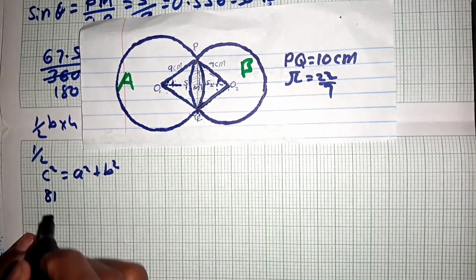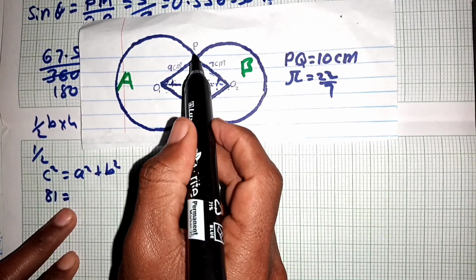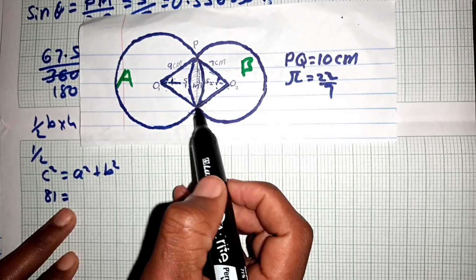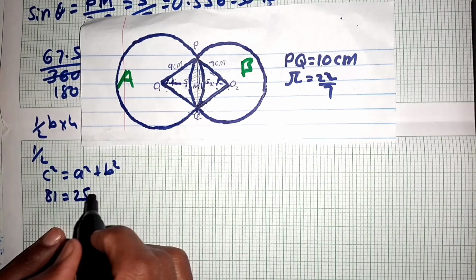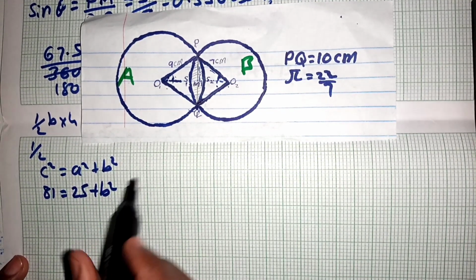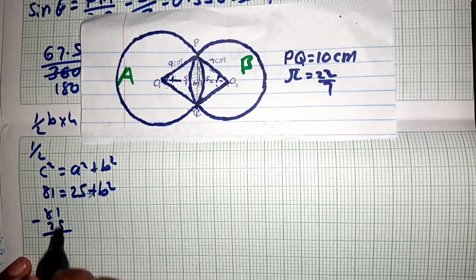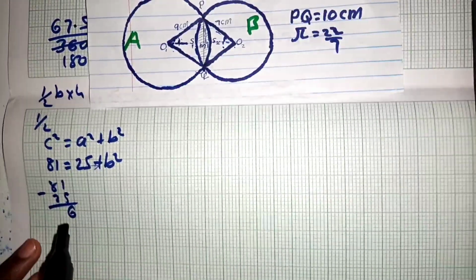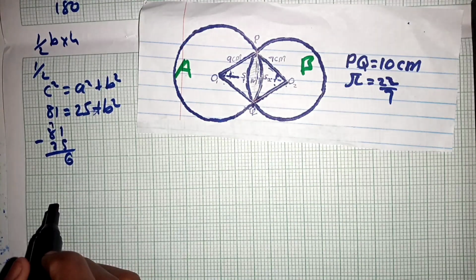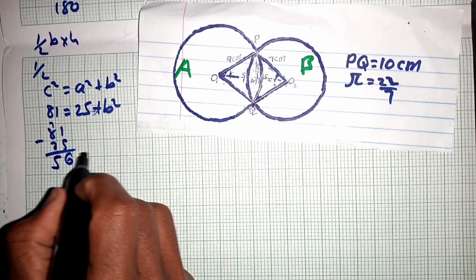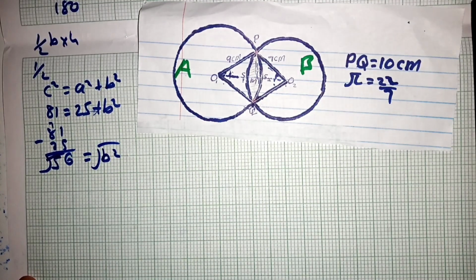So c squared, where c is the longest side, which in our case is 9. 9 squared is 81, equal to a squared plus b squared. From here to here, we know it is 5 because it is half of 10. So 5 squared is 25 plus b squared. So we minus this one here: 81 minus 25 is 56, equal to b squared. Square root. What is the square root of 56?